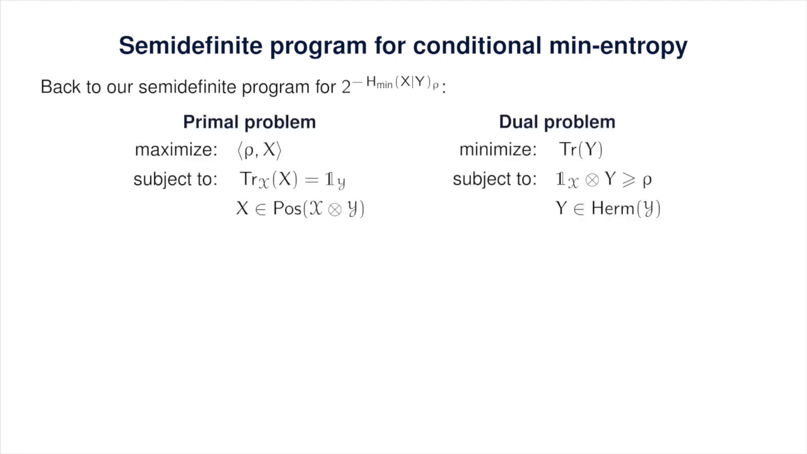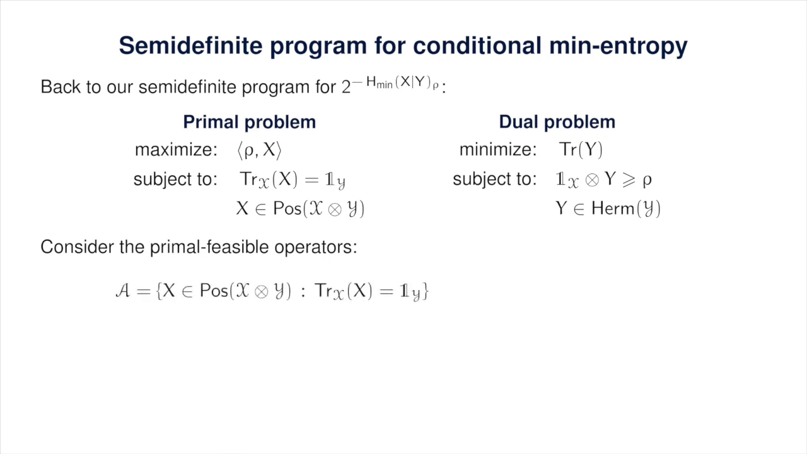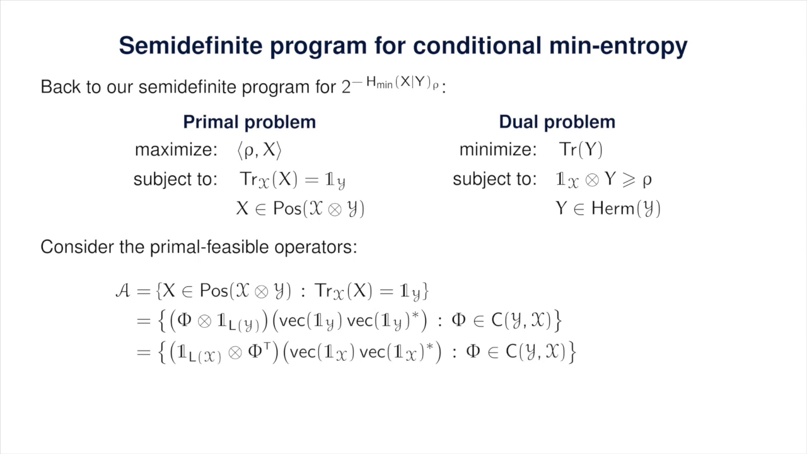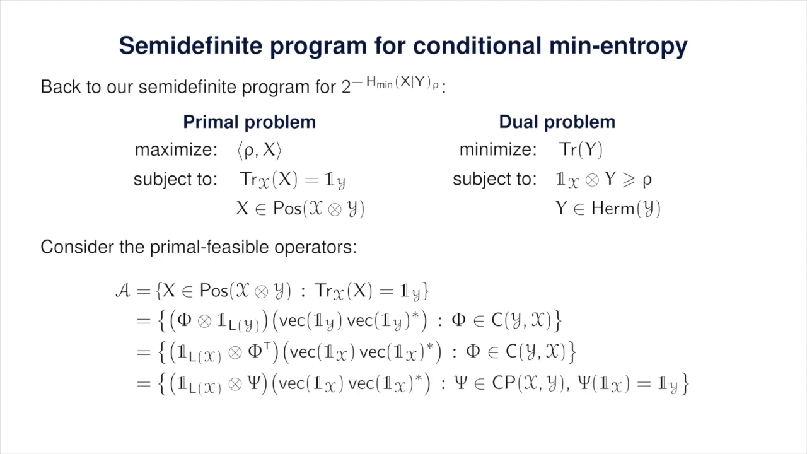Now that we're armed with that stock of facts, we're ready to better understand the primal problem of our semi-definite program. Let's take a look, in particular, at the primal feasible set. It contains precisely the Choi representations of channels from y to x, and we can flip the channel to the opposite tensor factor by replacing it with its transpose. Of course, as we range over all transposes of channels from y to x, we're simply ranging over all completely positive and unital maps psi from x to y.